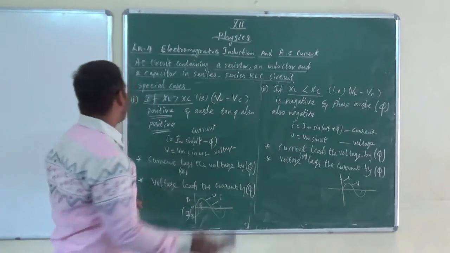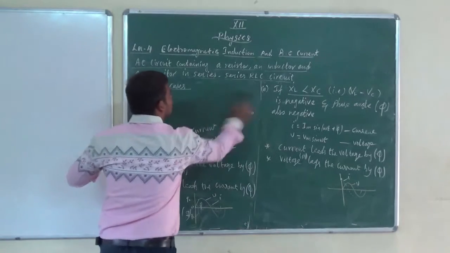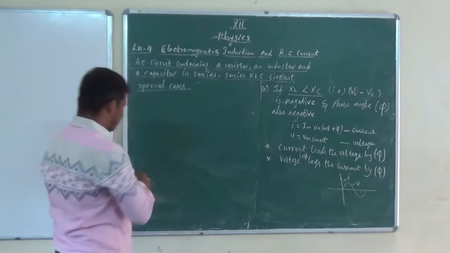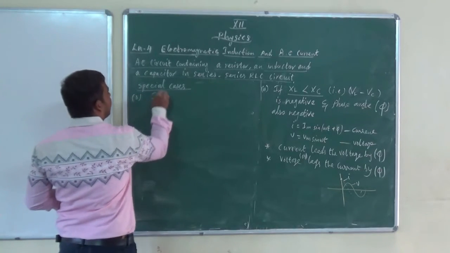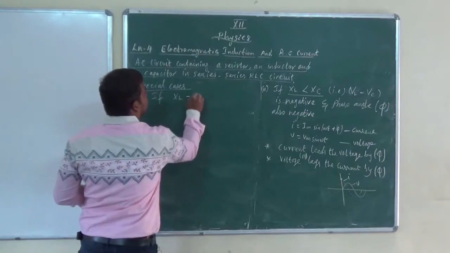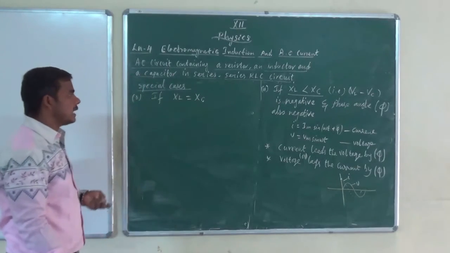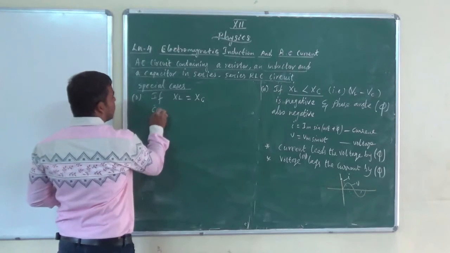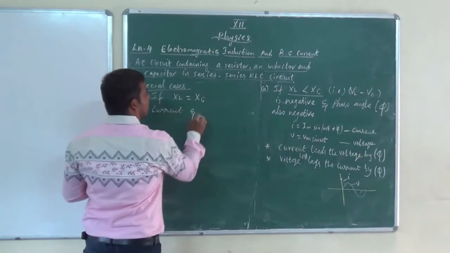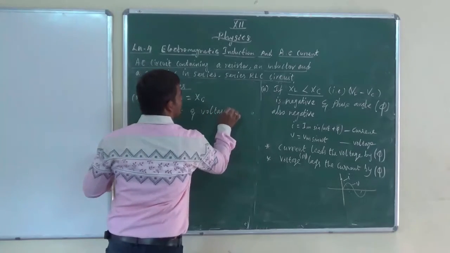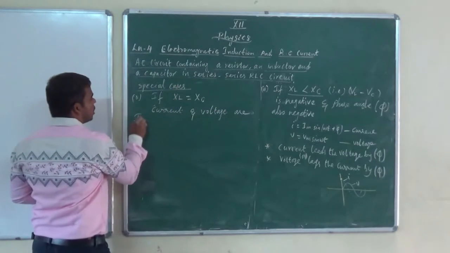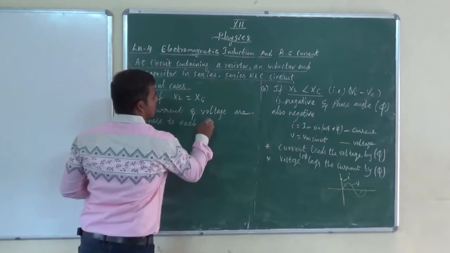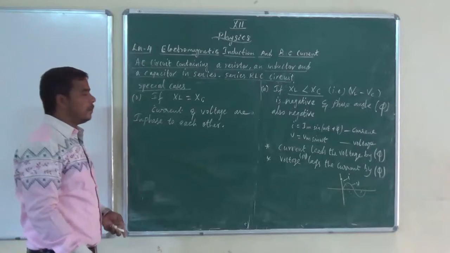So next, condition number 3. Condition number 3 is very simple. So the third condition, what is the condition? XL equal to XC. What is that? XL equal to XC. That means current and voltage are in phase to each other.